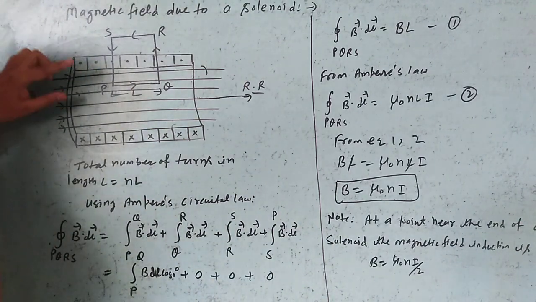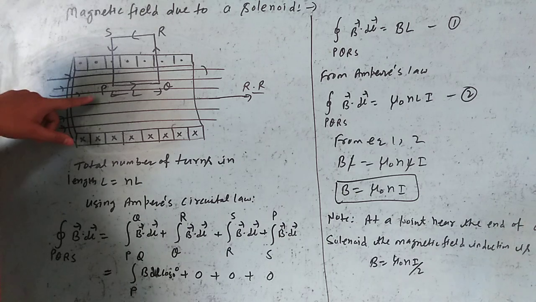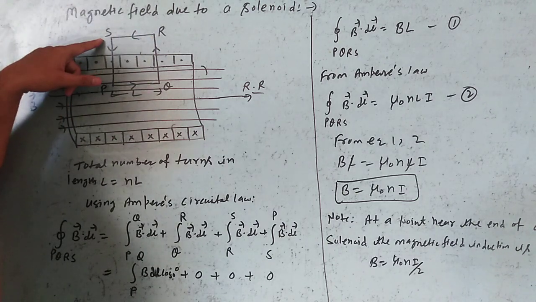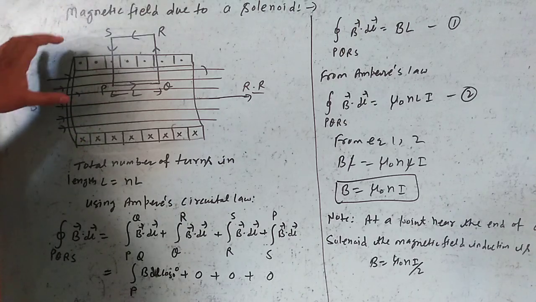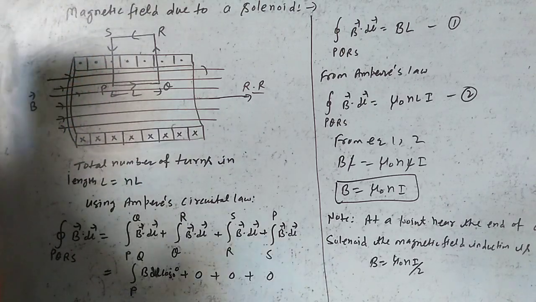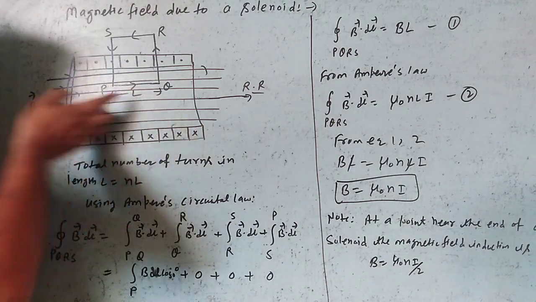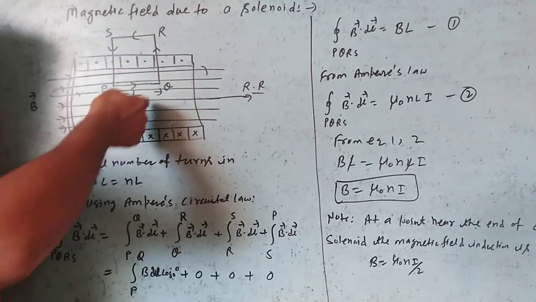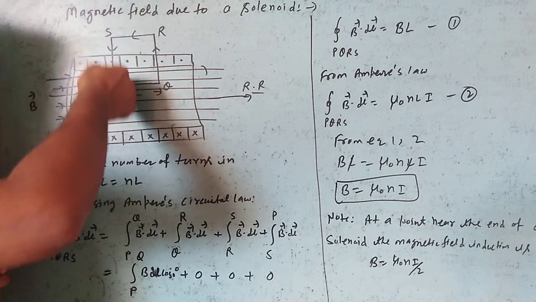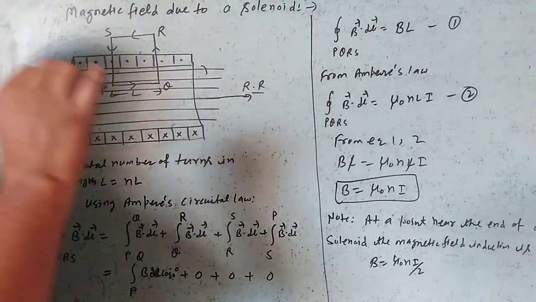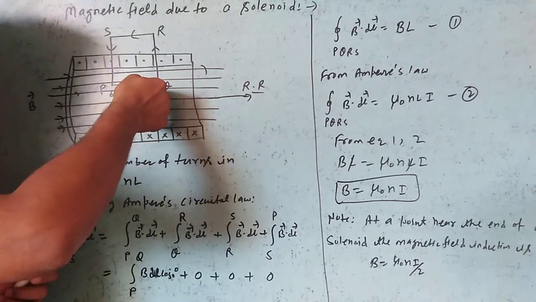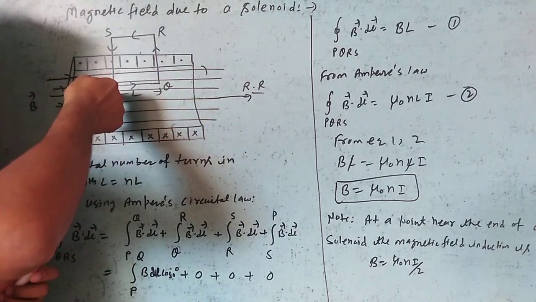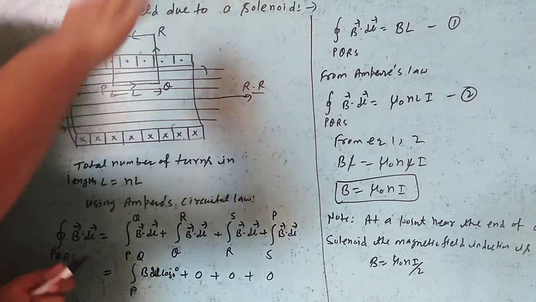Now consider a rectangular Amperian loop PQRS placed in the middle of the solenoid, where PQ has length L. PQ is along the magnetic field. QR and SP are perpendicular to the magnetic field, and RS is outside the magnetic field.